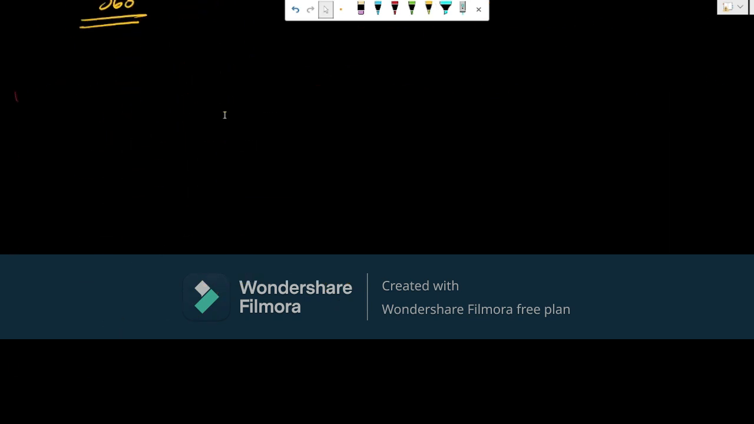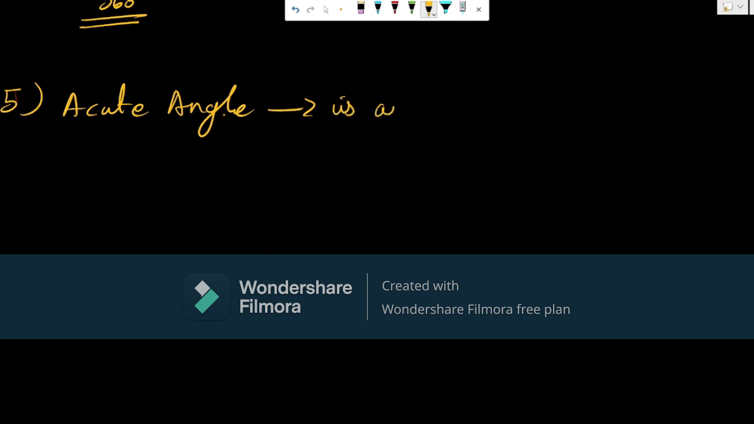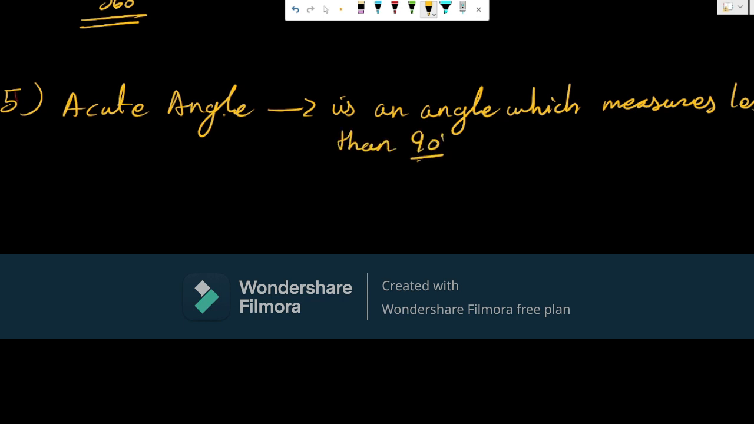Right. Let's move to our fifth angle, that is acute angle. Acute angle, so very easy, you all know it. Acute angle is an angle which measures less than 90 degrees. Okay. Sixth, obtuse angle.